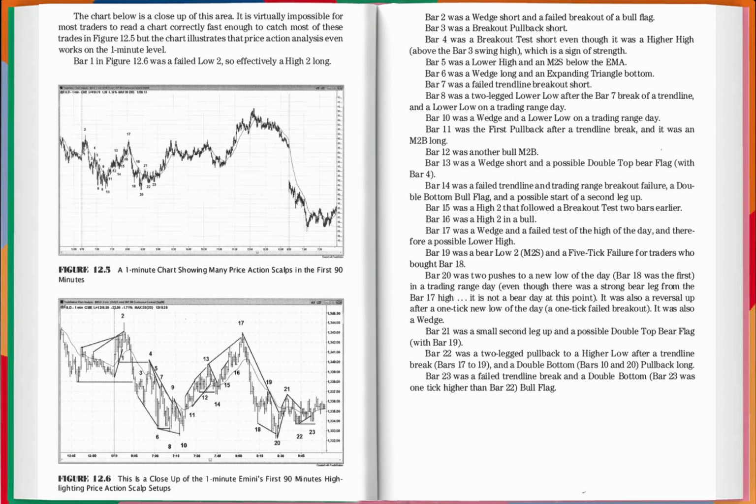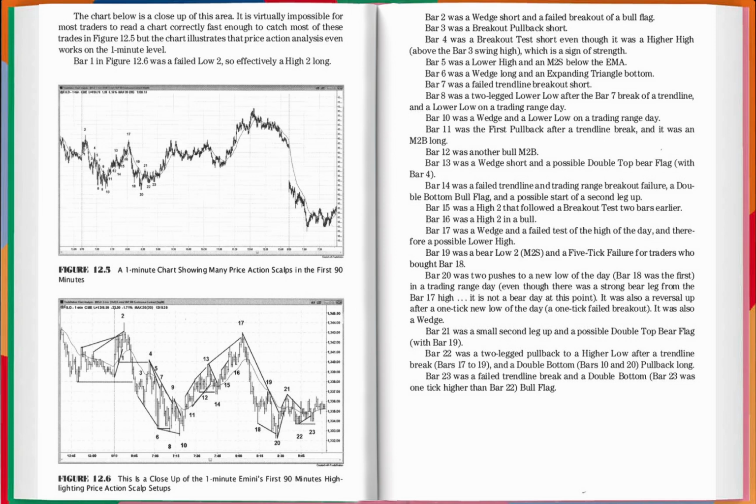Bar 1 in figure 12.6 was a failed low 2, so effectively a high 2 long. Bar 2 was a wedge short and a failed breakout of a bull flag. Bar 3 was a breakout pullback short. Bar 4 was a breakout test short even though it was a higher high above the bar 3 swing high, which is a sign of strength.